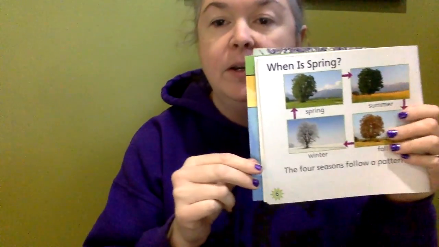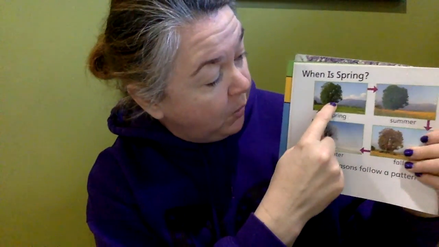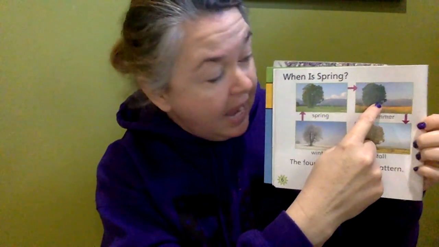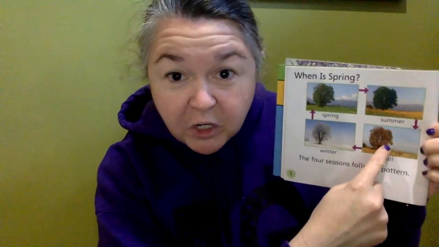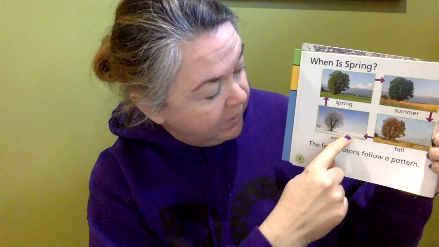The 4 seasons follow a pattern. Oh, there's that pattern vocabulary word. So we're in spring. So next would come summer. After summer, when you are in the next grade, first grade, there's your fall. After fall is winter. After winter is spring. Oh, and it just keeps going around and around. That's a pattern.